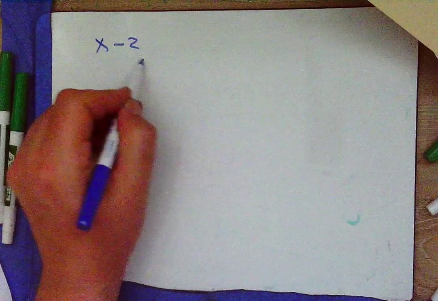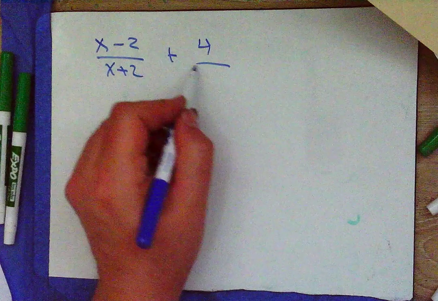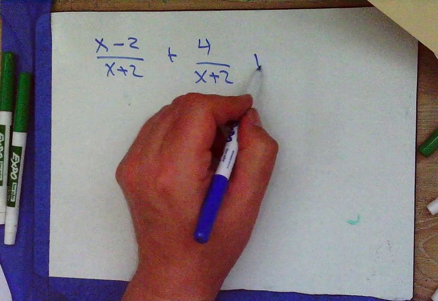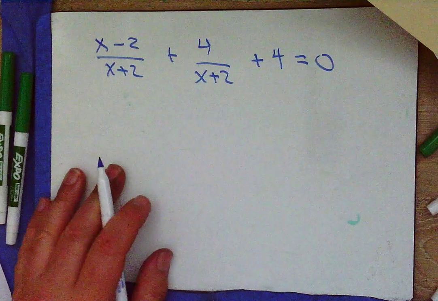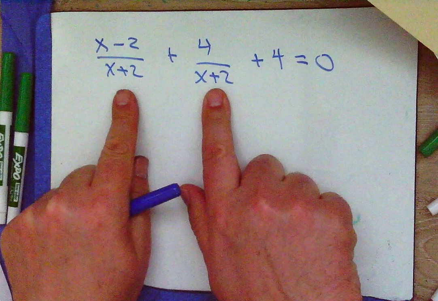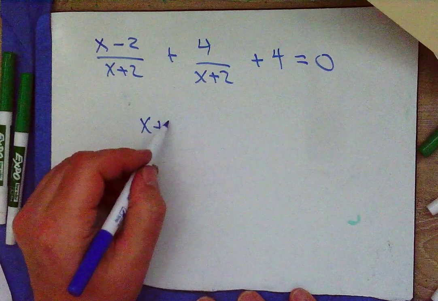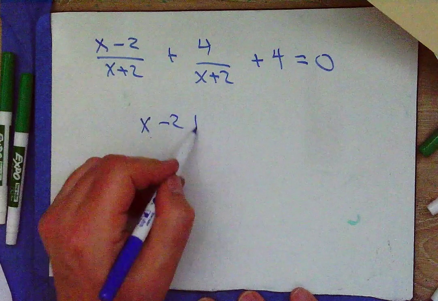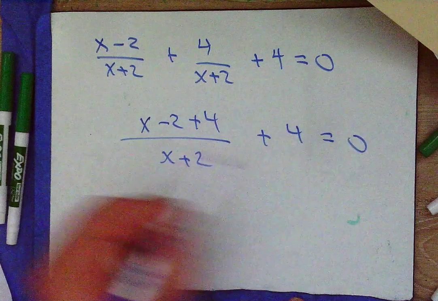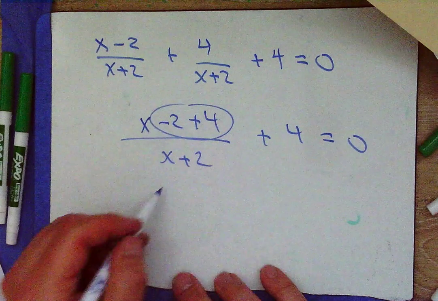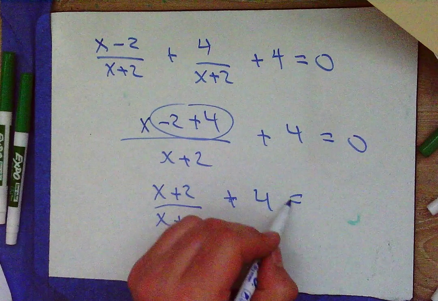x minus 2 over x plus 2 plus 4 over x plus 2 plus 4 equals 0. Now, it would be really nifty if you said, hey, these are common denominators. Let's add them and have x minus 2 plus 4 over x plus 2, and then say, oh, look, that's going to be x plus 2 over x plus 2 plus 4 equals 0.